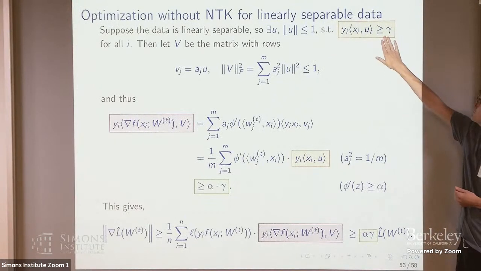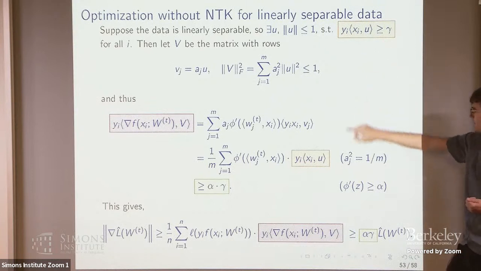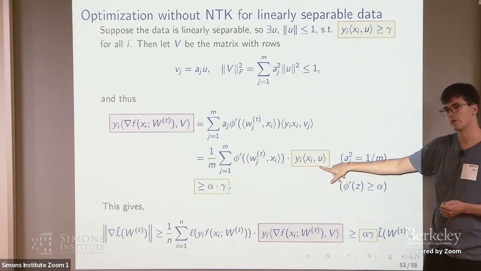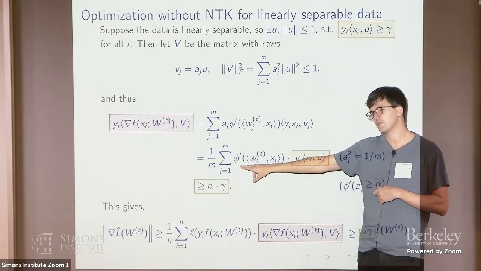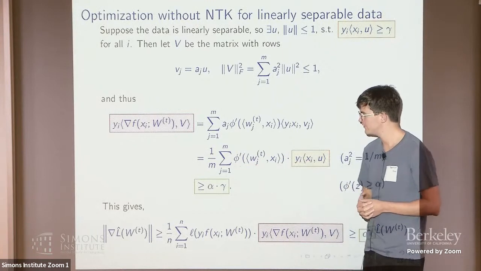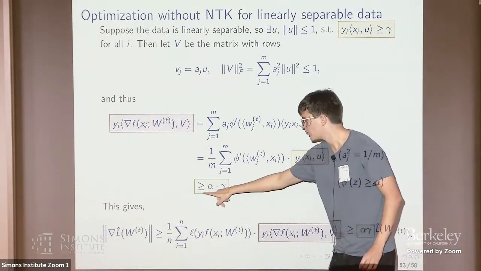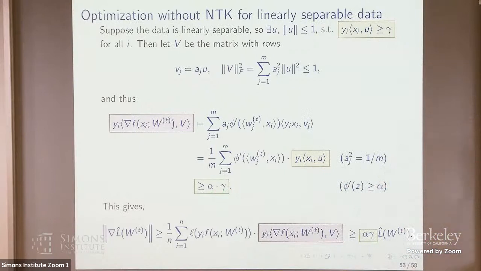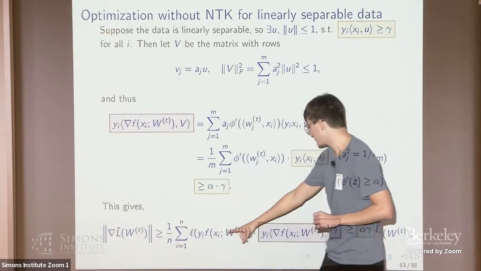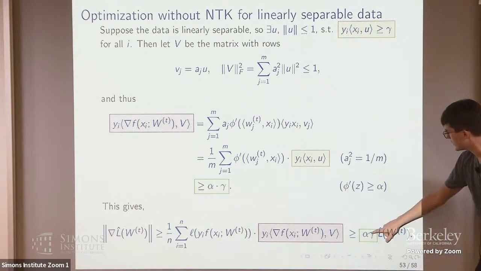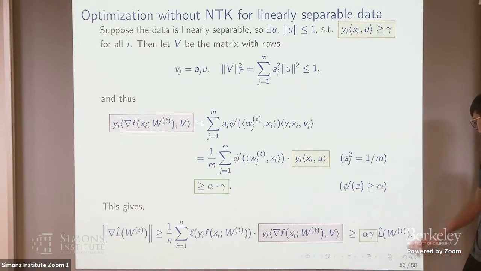We have linearly separable data with some margin gamma, so we know that y_i x_i dot u is always at least some constant gamma. We also have leaky activations where phi prime is always at least some positive constant alpha. So no matter what, this whole quantity will always be at least alpha times gamma. Then we substitute this back into the PL inequality, bounding it from below by this gradient margin. We know this quantity is always at least alpha times gamma, so we're left with alpha times gamma times L hat of W_t.